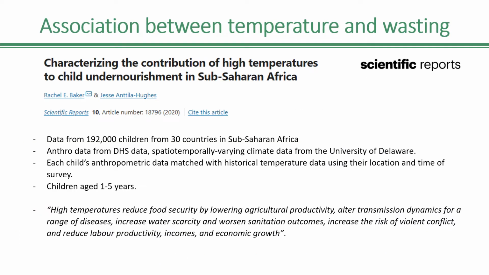The two previous studies have looked at seasonality defined by rainfall and month of the year, respectively. We can also look at temperature records. On this slide, we have an example from a very recent paper. Rachel Baker and her team took data from almost 200,000 children from 30 countries across sub-Saharan Africa. They took anthropometric data from demographic and health surveys, and they paired that with climate data from the University of Delaware. Each child's anthropometric data was matched with the historical temperature data using the child's location and the date of the survey. The children in this analysis were aged 1 to 5 years.